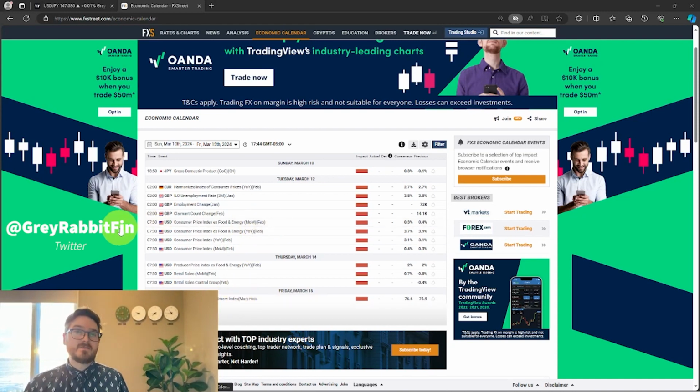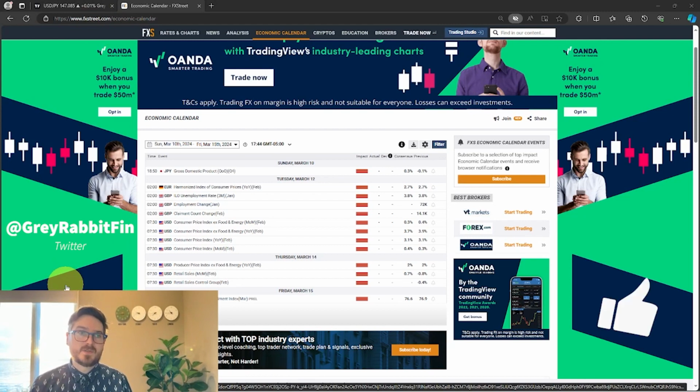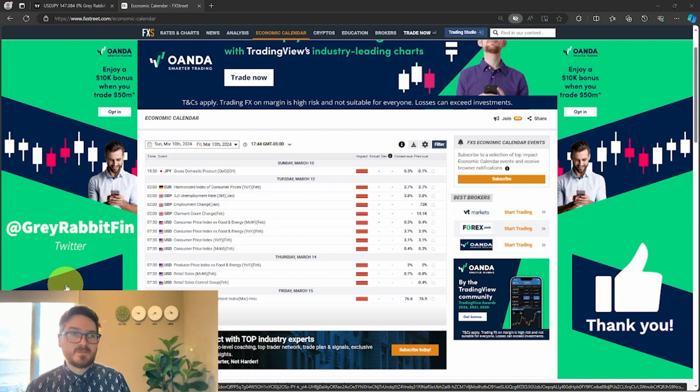Yeah, guys, so that covers the high impact news this week. This is fxstreet.com. I'm going to put that in the description below so you guys can use this website. It's very helpful to make sure that you're not about to take a trade right when the news is coming out, because it can be very volatile and spiky. And it can also be good to make sure you have your break even set before the news is released, just in case the market spikes in your direction or in the opposite direction.